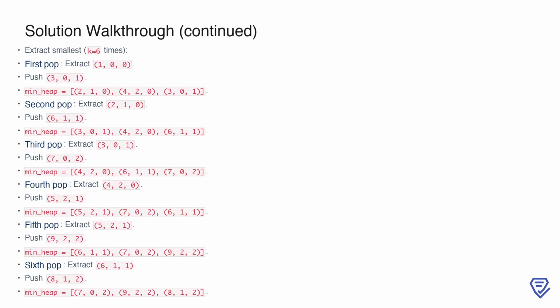For the fourth extraction, we remove 4 from row 2, column 0, and push the next value from row 2, column 1, which is 5. The heap now contains 5, 7, and 6.